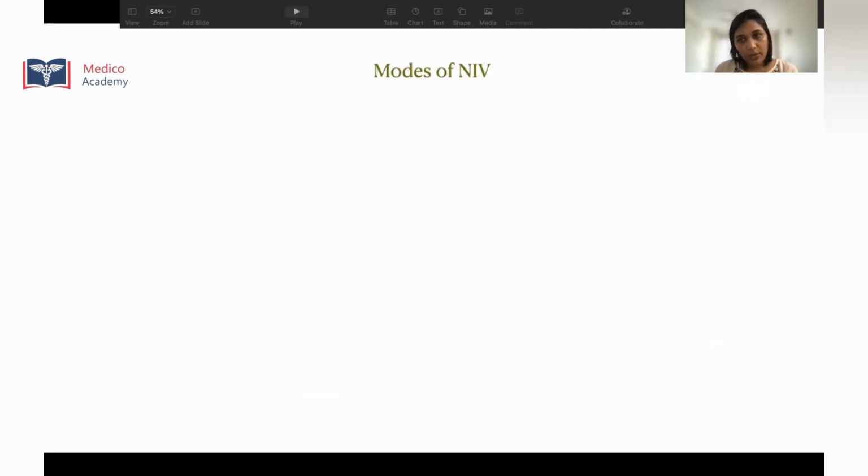So now we'll come to the different modes of NIV. We have different types of classification. So let's go through one of the modes of classification. The first is timed modes. Timed modes means controlled breaths or assisted breaths will be delivered to a patient at a preset time. Like we set a particular time that a breath has to be delivered once in 5 seconds or once in 6 seconds. So accordingly, that particular breath will be given at that particular time. So that's called a timed mode.